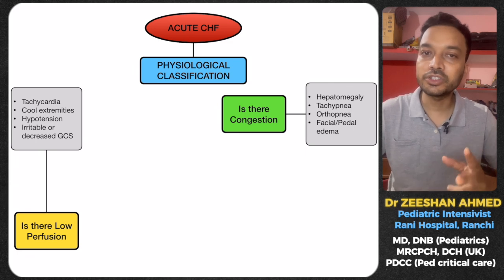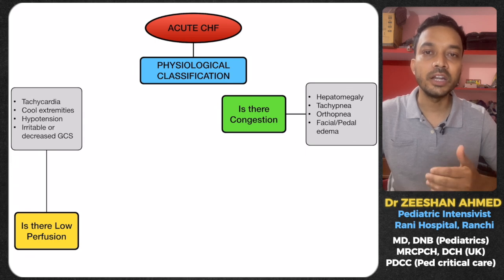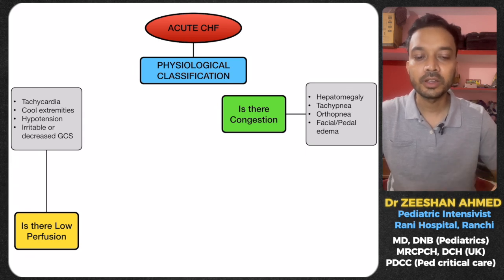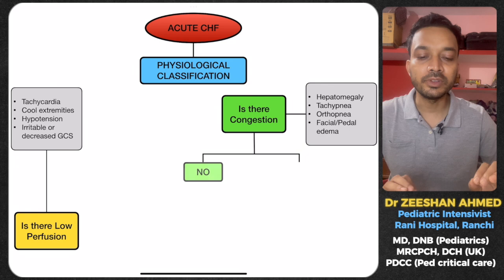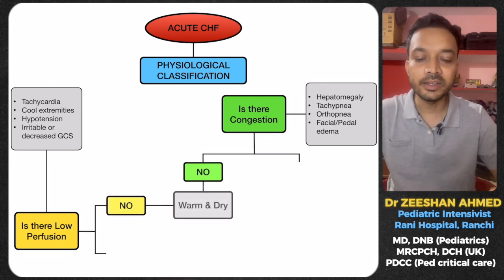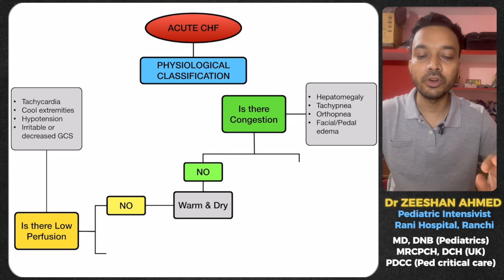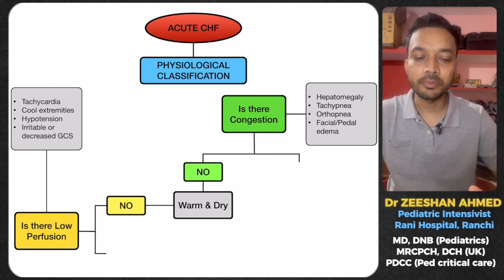And the second question which we should ask is, is there low perfusion? The signs of low perfusion are tachycardia, cool extremities, hypotension, or an irritable child, or a child who is very lethargic. So, if the answer to both of these questions is no, then the heart failure is warm and dry type. And this is the ultimate goal of treatment of any kind of heart failure. We want to reach this classification, warm and dry type.